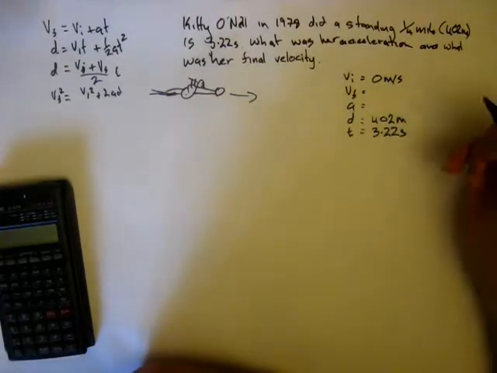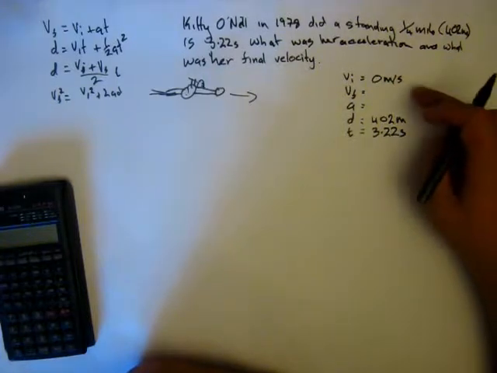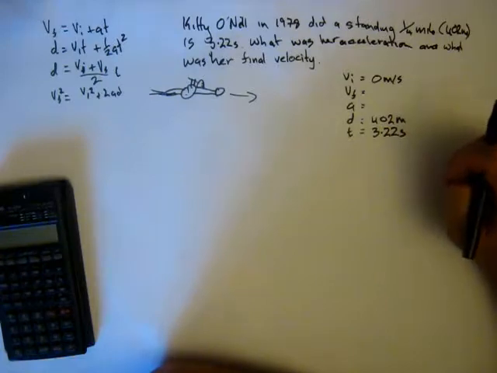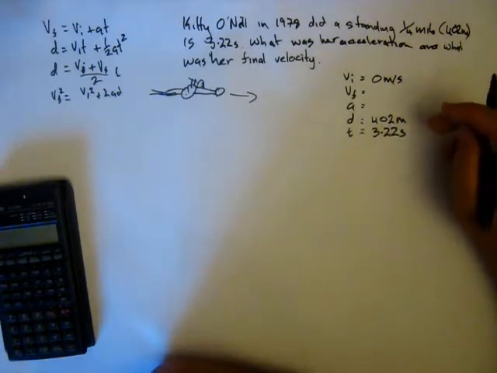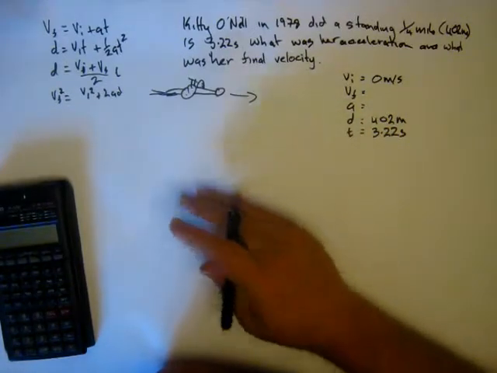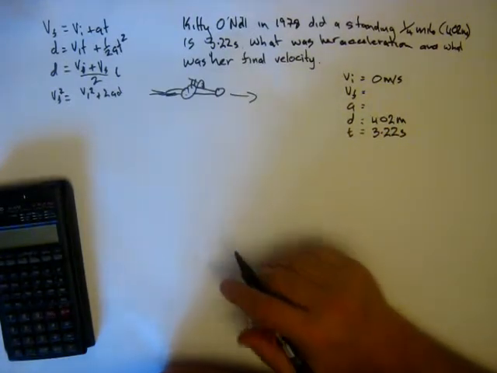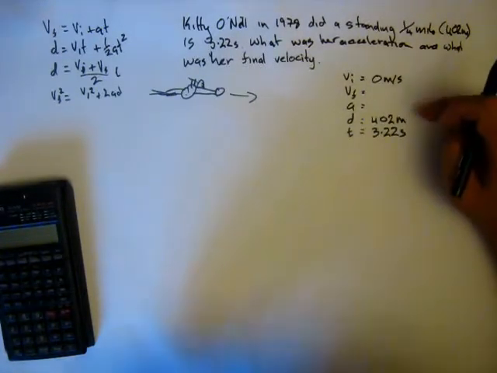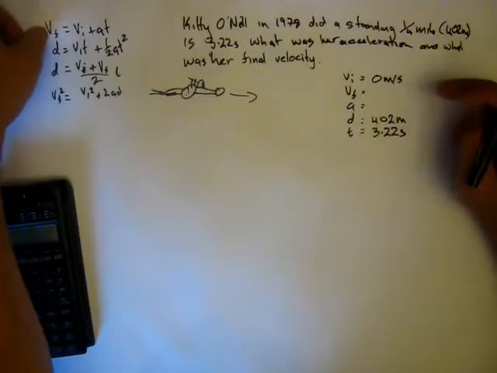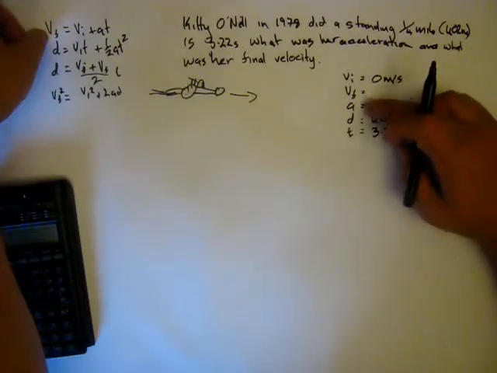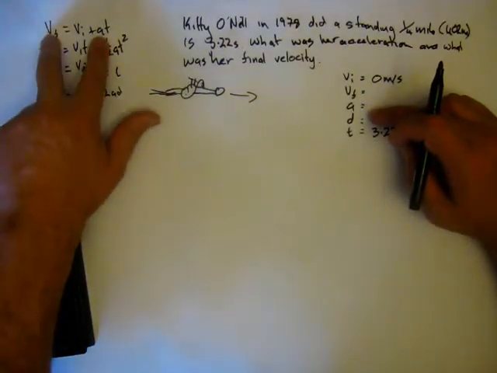Okay, so we know three things, and the rules say, with kinematic equations, if you know three of these things, you can work out the other things. We know that there's acceleration involved because she is speeding up. So what we're going to look for is an equation that's got VI, D, T in it, and either VF or A. If it's got both VF and A, we can't use it.